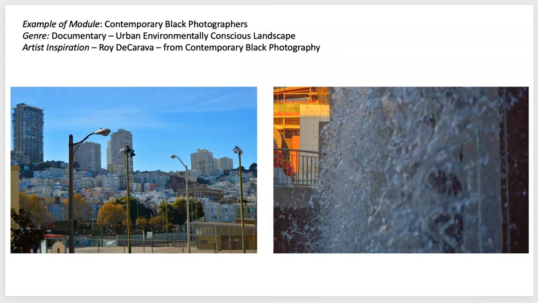Here we're kind of reflecting from the module of contemporary Black photographers. The student is looking at the work of Roy DeCarava. And if you look at Roy DeCarava's work, his work is very different. It's black and white. It's not kind of saturated colors, but the student was really inspired by his work and so decided to make these kind of documentary style, urban, environmentally conscious landscapes. And so you have a lot of information to be able to title your work and put it into a specific category from what we've covered in this course.